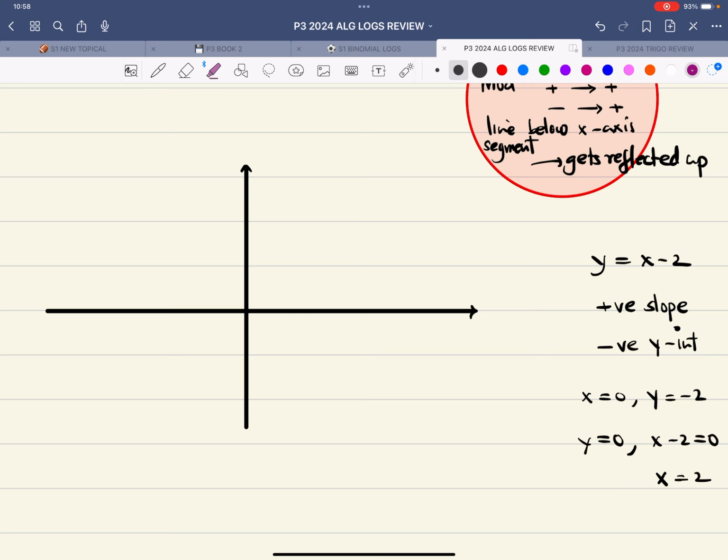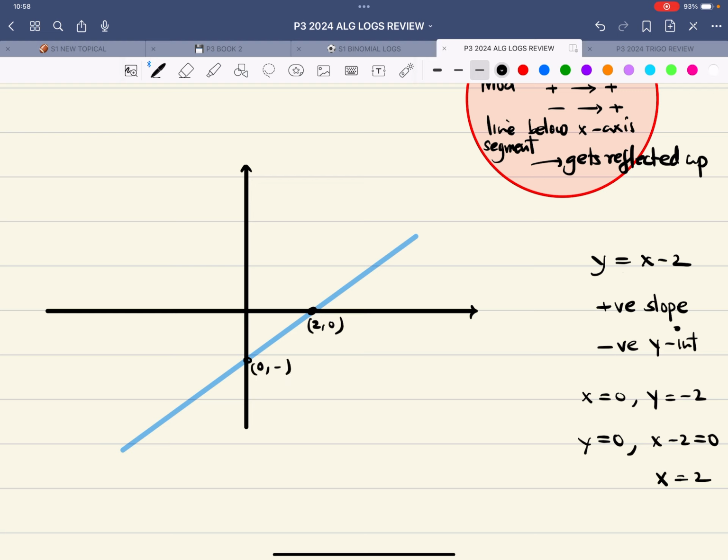So let me draw this line over here, the blue line that goes like this. And let me make it a bit thinner, that's too thick. And the line goes like this. So now this point is 2, 0. This point is 0, negative 2.